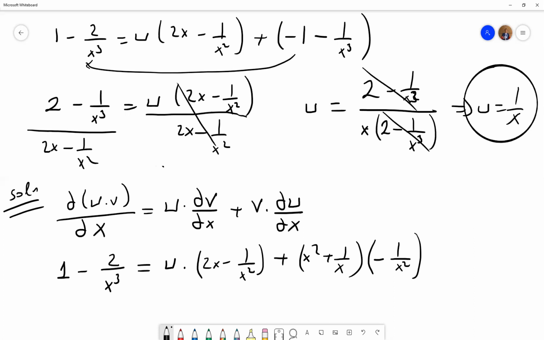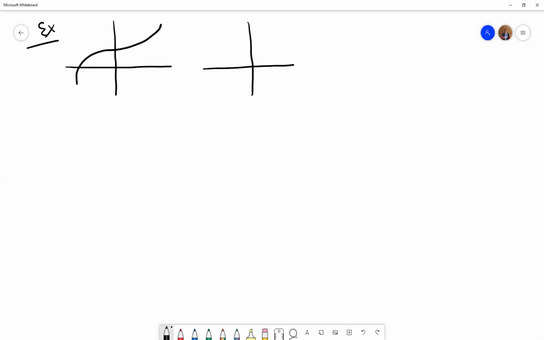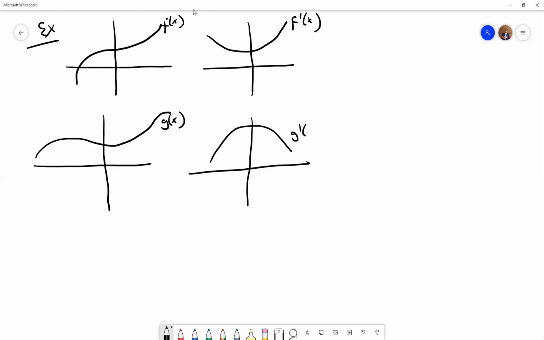Now, another question. We have 4 graphs here. This one is the first graph, and this one is the second graph, and this one is the third graph, and this one is the fourth graph. This one is f of x, this is f prime x, this is g of x, and g prime x.